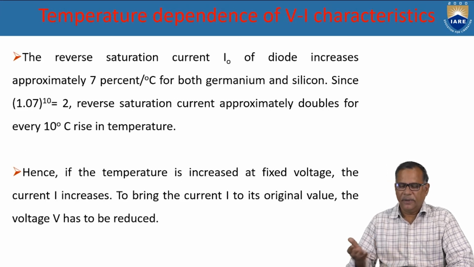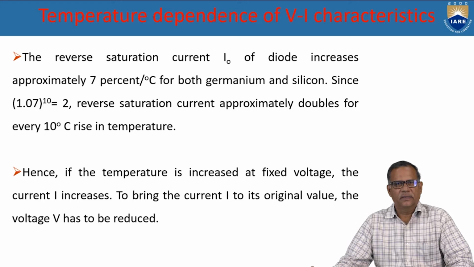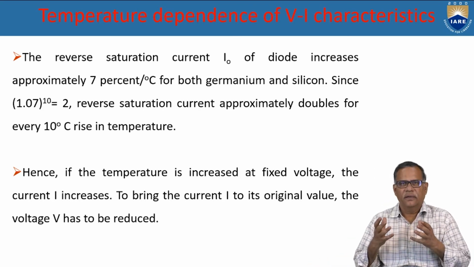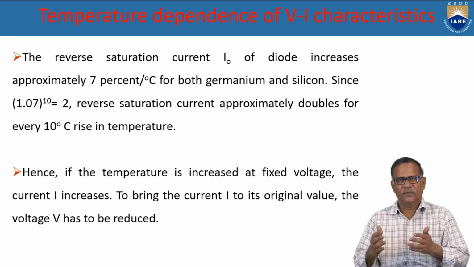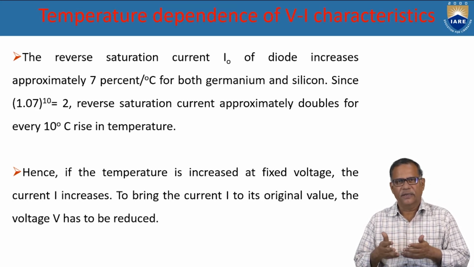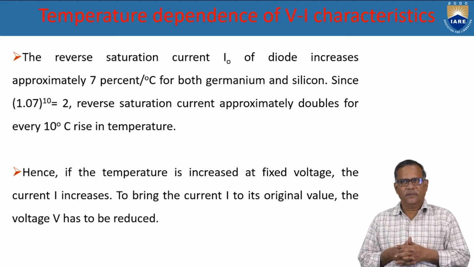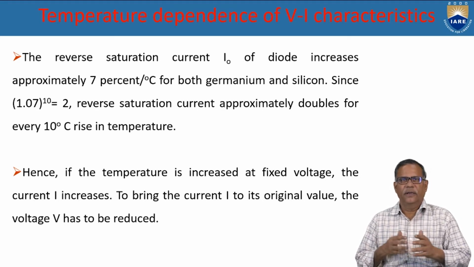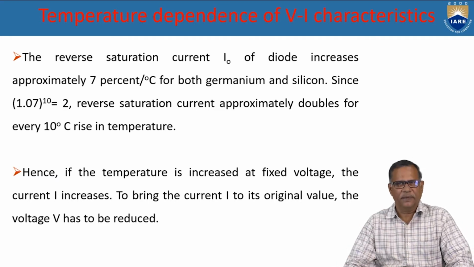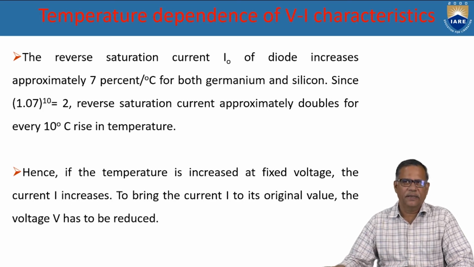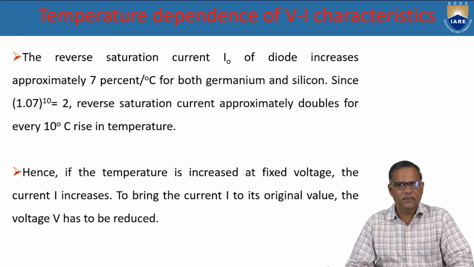Now, the temperature dependence of the VI characteristics. The current through the diode is a function of temperature. As the temperature increases, the number of charge carriers, holes and electrons, increases, the resistance of the diode decreases and the current through the diode increases. So the reverse saturation current I0 increases with temperature, approximately 7% per degree centigrade for both germanium and silicon.